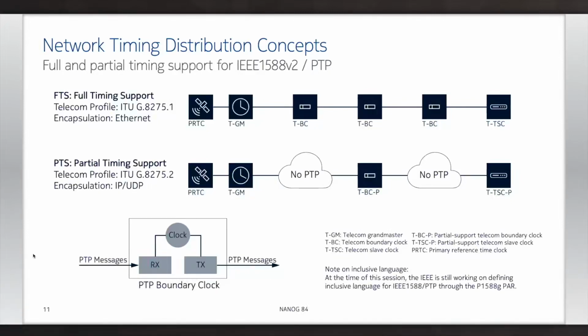At the end, we have the receiving clock, the T-TSC. It's the time receiver, where you essentially get the timing signal and use that time to synchronize your internal systems. There's also a transparent clock, which I'm not covering here, but that is also a valid node. It's not so widely deployed as boundary clocks, so we'll just stick with boundary clocks because it provides better accuracy.